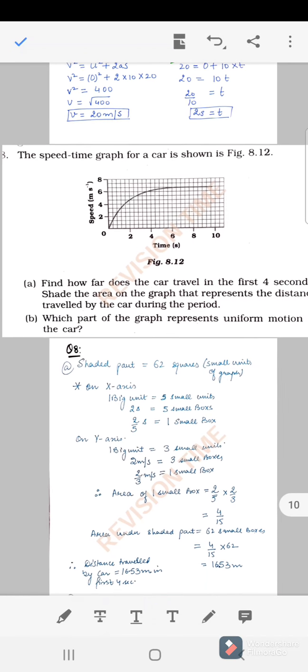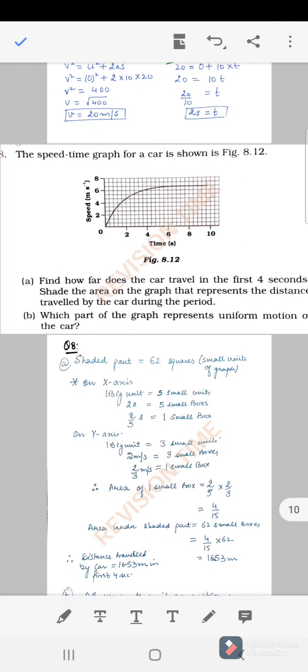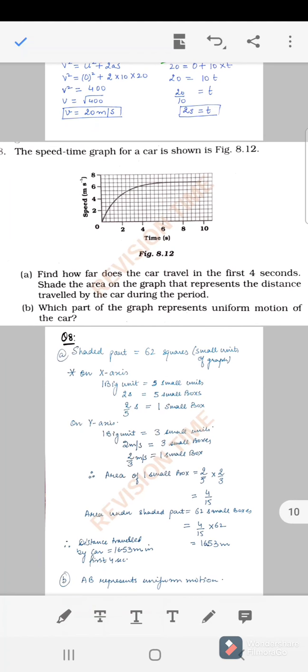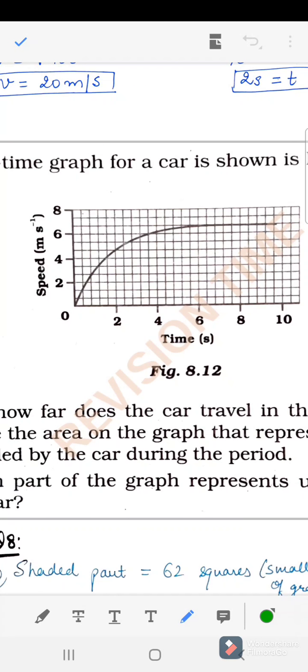Next is question number 8. So the speed time graph for a car is shown here. Find how far does the car travel in first 4 seconds. Shade the area on the graph that represents the distance traveled by car during this period. So here, this is 4 seconds time. What distance the car has traveled? This distance. This shaded area.